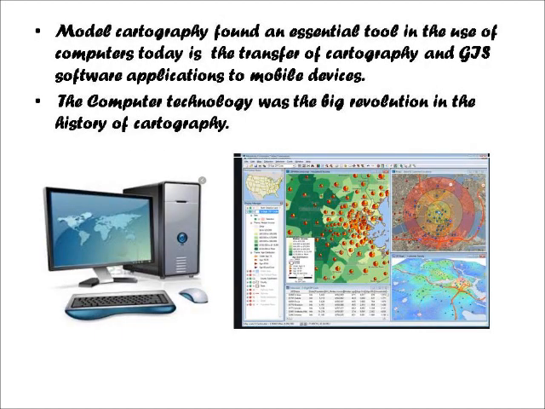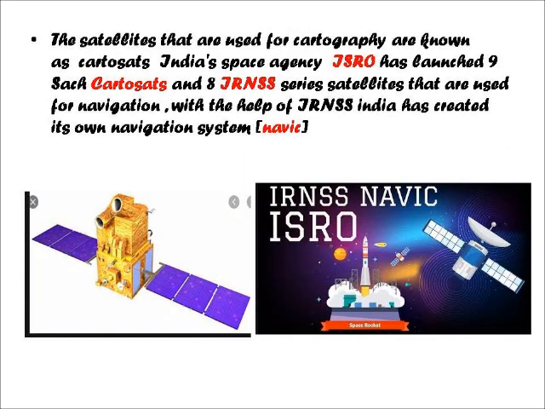Modern cartography found an essential tool in the use of computers today, with the transfer of cartography and GIS software applications to mobile devices. Computer technology was the big revolution in the history of cartography. The satellites that are used for cartography are known as Cartosat. The Indian Space Agency (ISRO) has launched 9 such Cartosat satellites and 8 IRNSS series satellites that are used for navigation. With the help of IRNSS, India has created its own navigation system, NavIC.